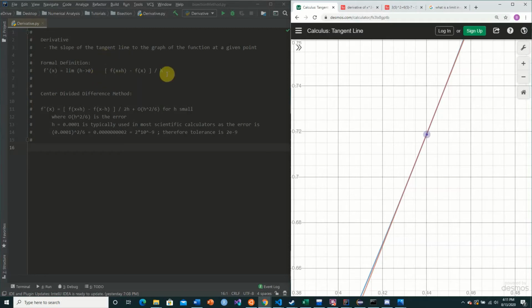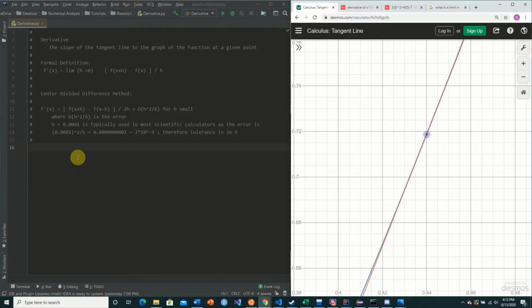Now we can adjust this equation in numerous ways to get the center divided difference method. Rather than programming the rules of mathematics to derive the derivative by hand, we can approximate it using different types of functions. So here we have the center divided difference method. f prime is now equal to f of x plus h minus f of x minus h, divided by 2h, plus O of h squared divided by 6 for h small, where O of h squared divided by 6 is the error of our function.